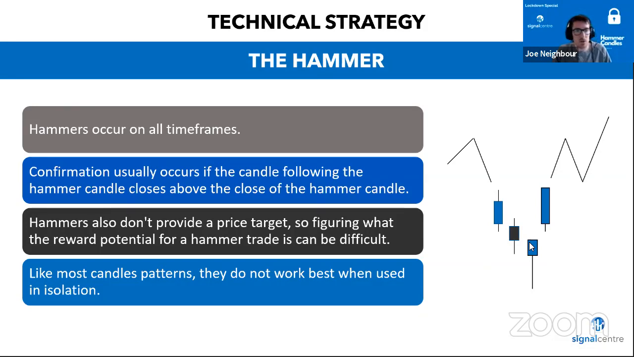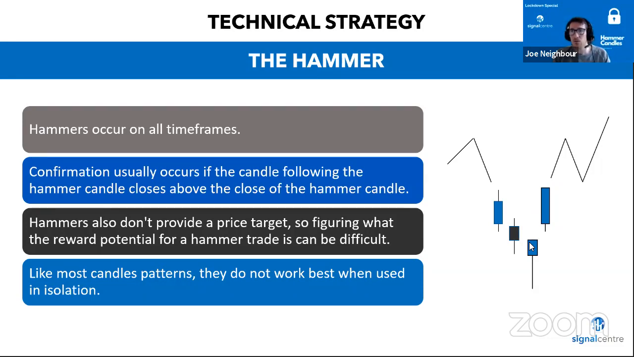What hammer candles don't do, and where they are limiting, is that where you get classical chart patterns like head and shoulders or flags or ranges, they can give you an indication of where you can expect the measured move to go. Hammer candles don't provide any price targets. So obviously you need to figure out the reward potential for yourself. And doing that on hammer candles alone can be difficult because they don't tend to offer that. So you need to be clear in your mind and on your charts where you're looking to target on the upside with take profit levels, or on the downside take profit levels as well.